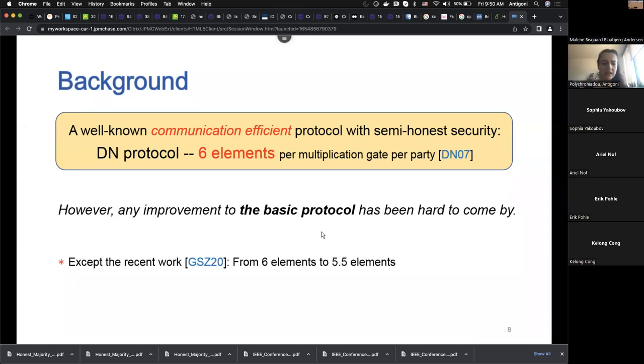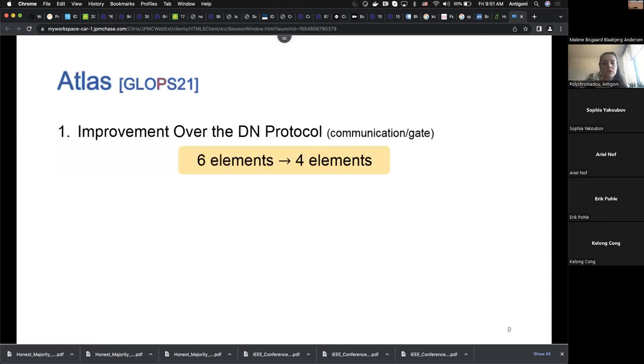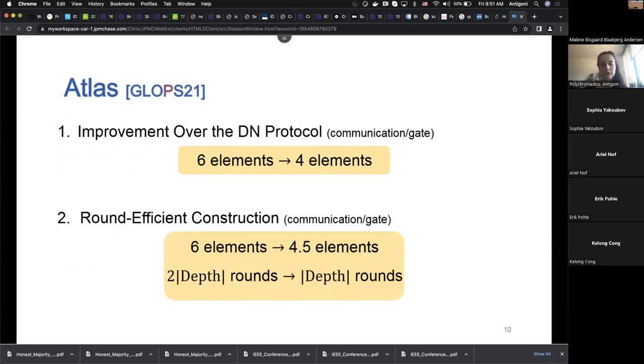For many years, there were no improvements on this protocol. There was only a marginal improvement from 6 elements to 5.5 elements. In this talk, we're going to show how we can reduce the DN complexity further, from 6 elements down to 4 elements. We also have a second protocol in which we reduce the round complexity by half, but in that case, from 6 elements we go to 4.5 elements. It will be more clear later in the talk.